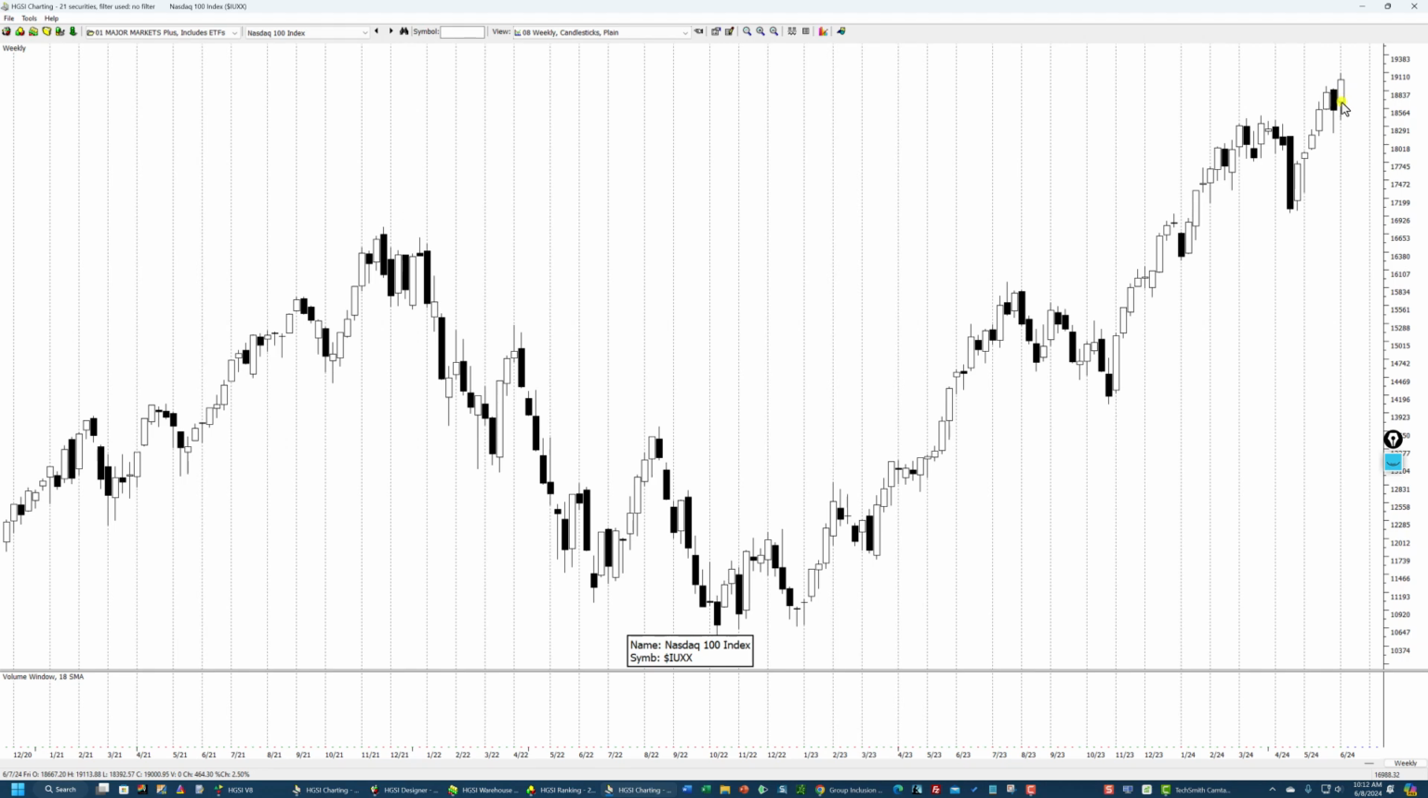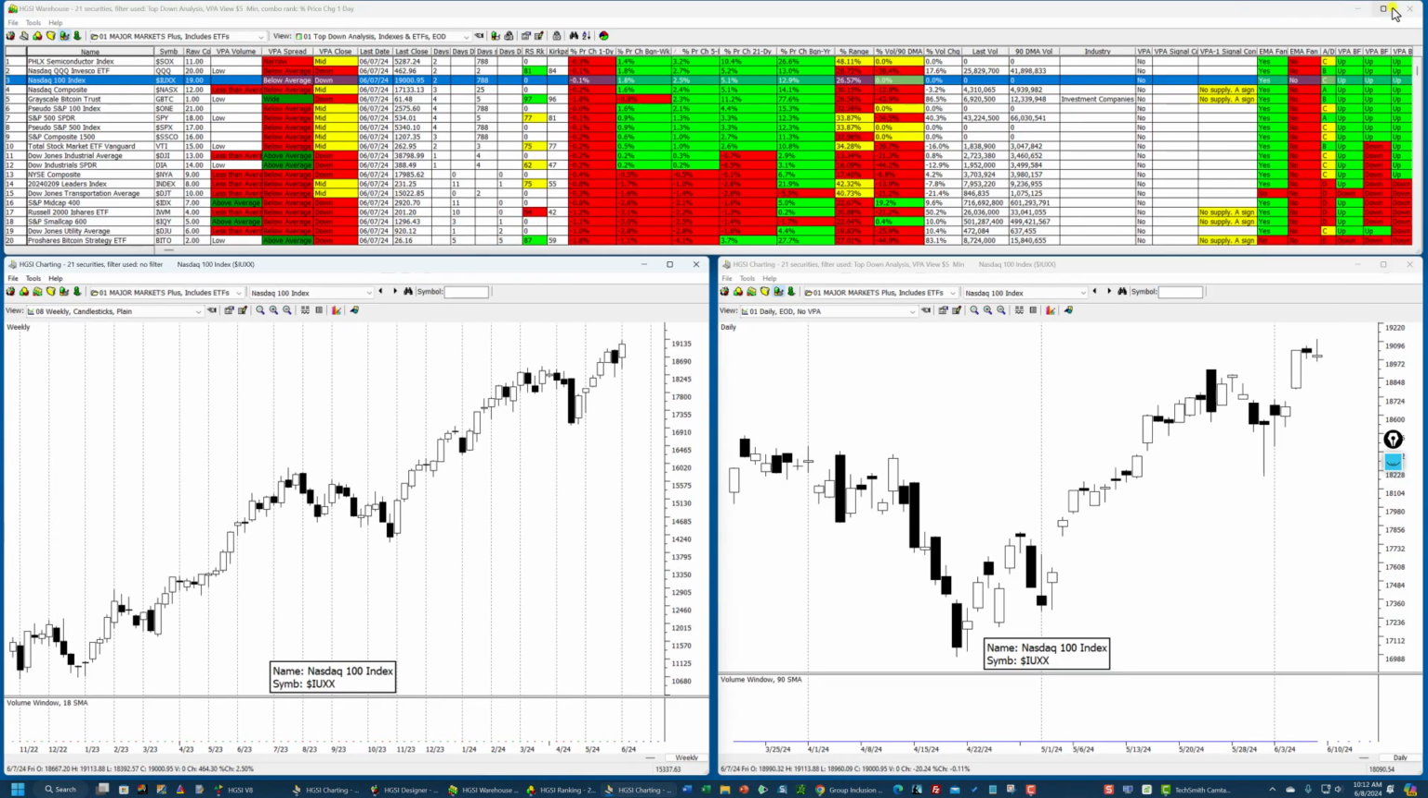It opened at this point for the week, traded down, and closed at an all-time high. That is an all-time high for the week. The daily chart, it approached the all-time high, but the close was not an all-time high. That happened on Wednesday, it looks like.